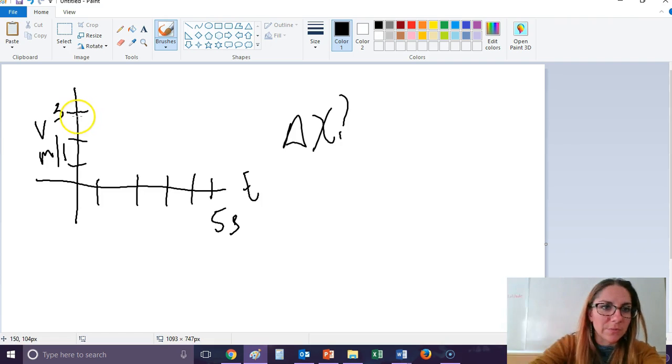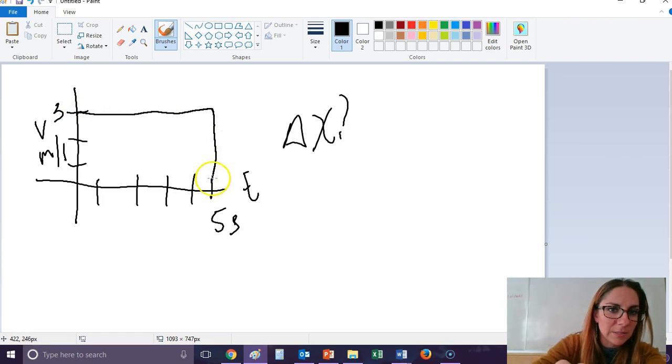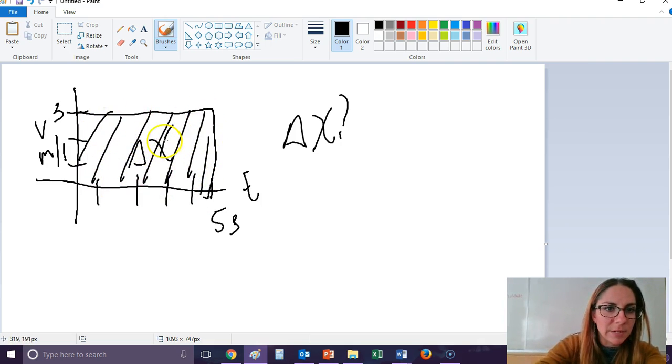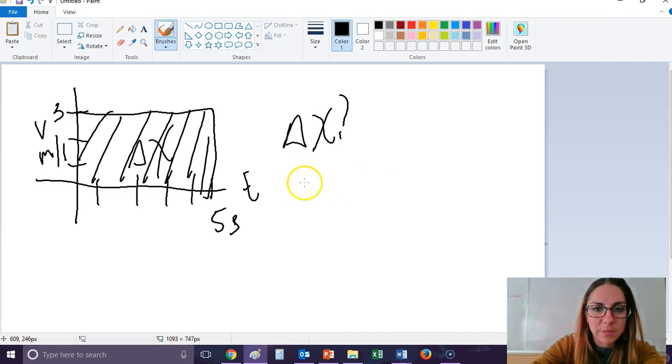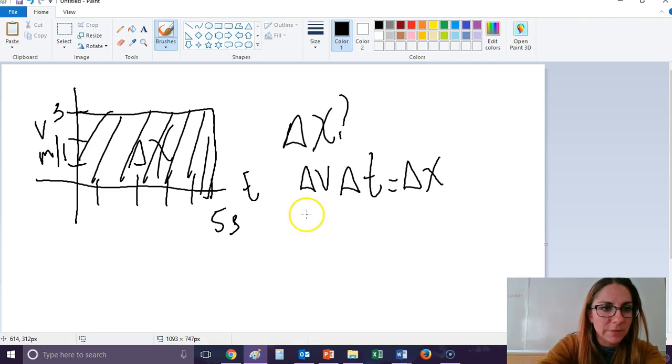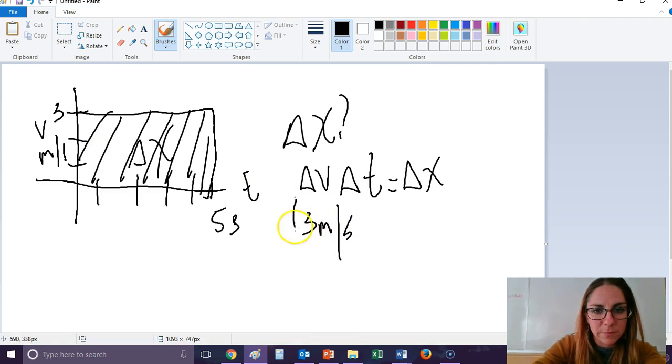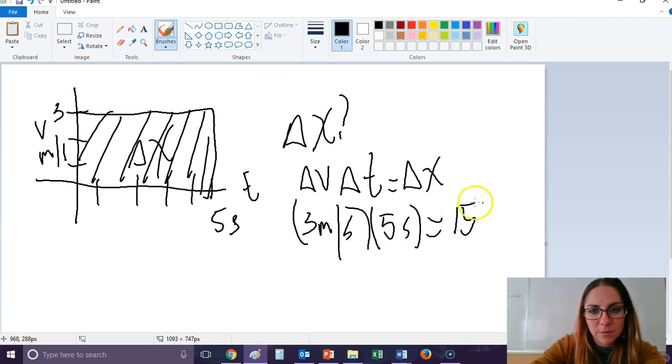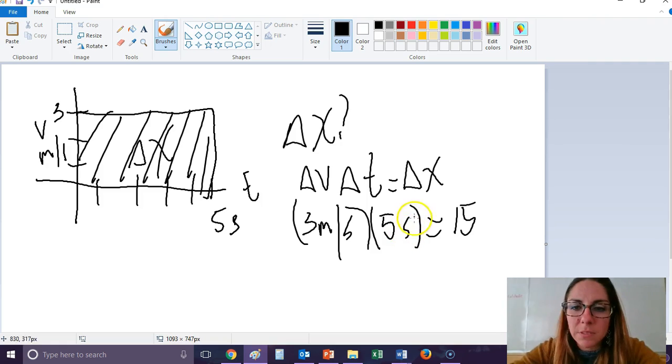So I know the area. So this area here is going to give me my change of displacement. So the area is going to be delta V times delta T. And when I do that for this example, delta V would be 3, just using a number for you, times 5, 15. Now you can see hopefully that the units will cancel and you're left with meters. So there you have it.